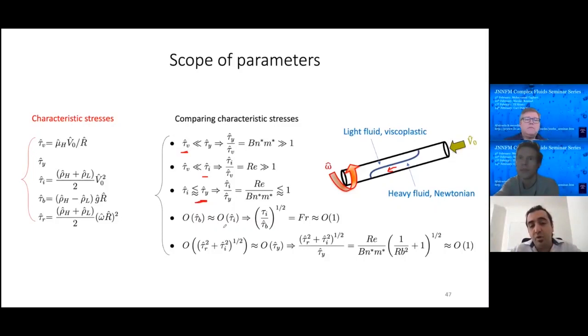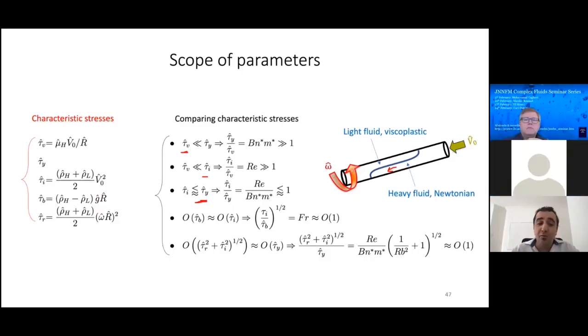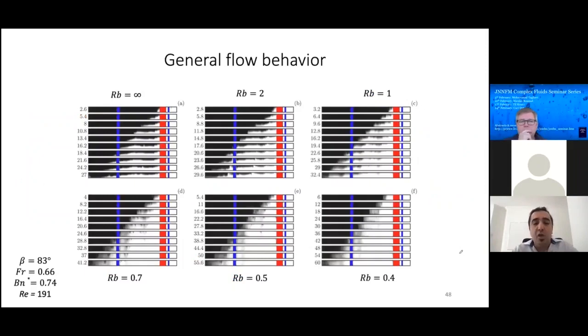We assume that the buoyancy and inertia are of comparable order, and we are also interested in understanding how the rotation affects the flow. So we are increasing tau r from 0 until the combination of tau r and tau I, and its ratio to tau y, becomes an order 1 parameter. So these are basically the limitations of the experiments and analysis. So let's jump into the results.